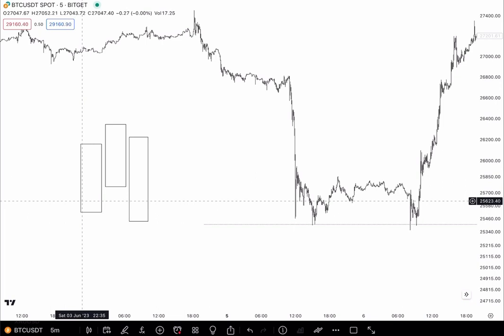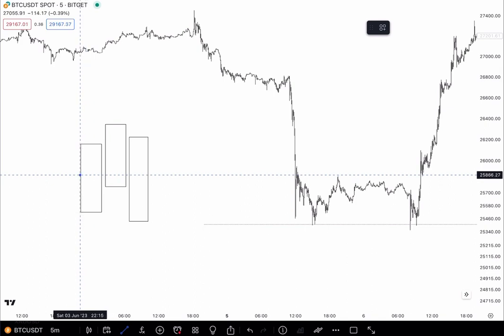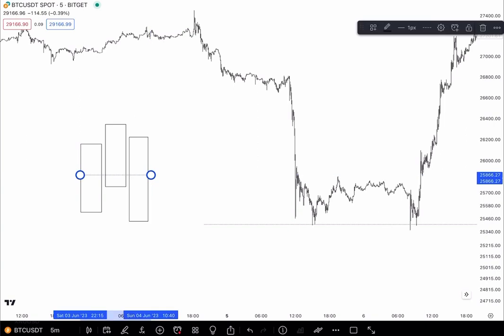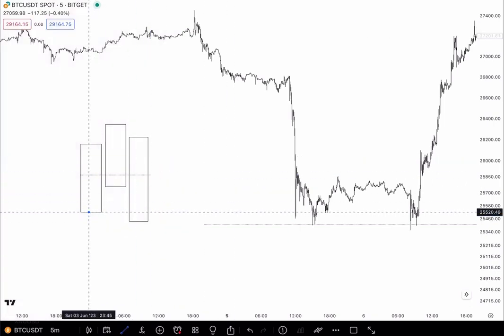A good practice to keep in mind is to target the 50% of the candle, TP1, and the opposing end of the candle as a TP2, right?